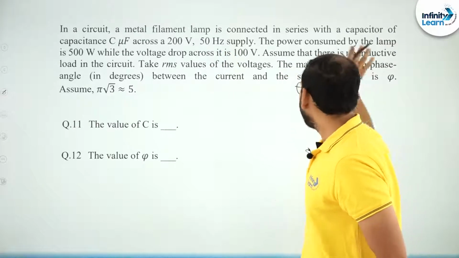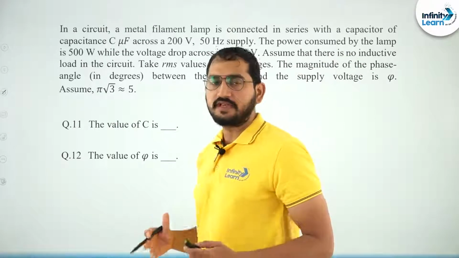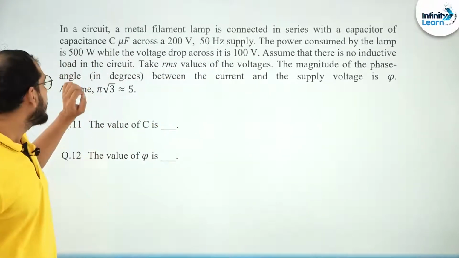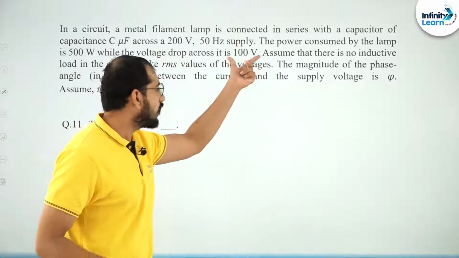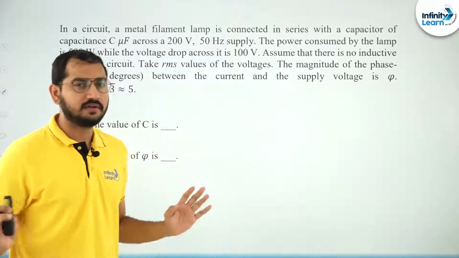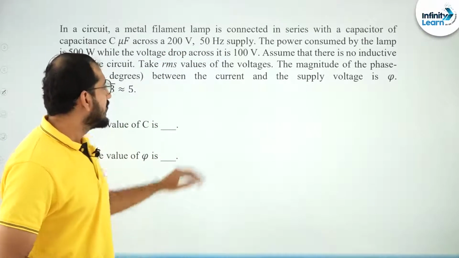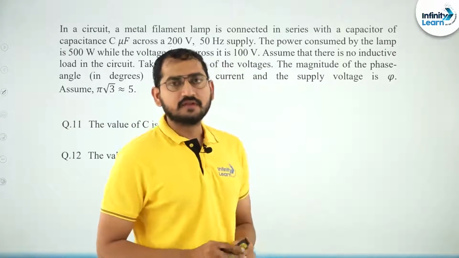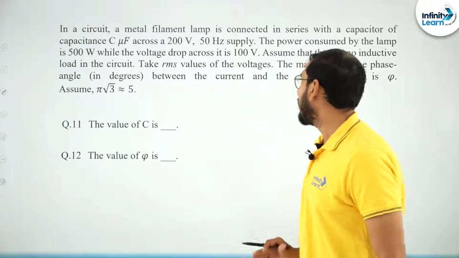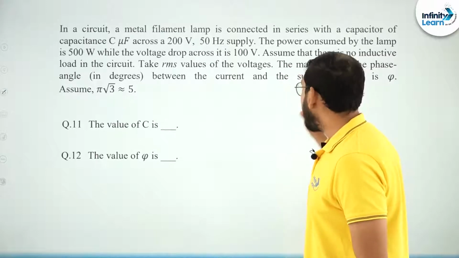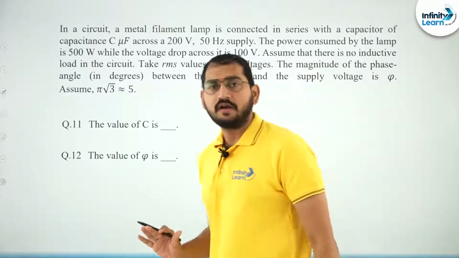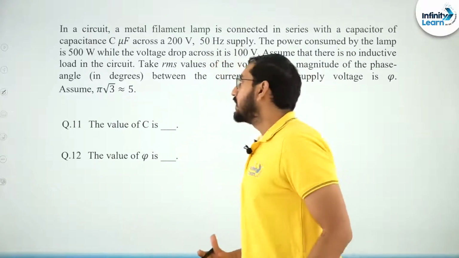All right, it is also written that this lamp, which can act as a resistor, is consuming a power of 500 watt, and the voltage drop across the lamp is 100 volt. All these 200 volt and 100 volt values are given in the RMS values only. Okay, assume that there is no inductor. So in this circuit we have to assume that no inductor is present, and then we have to calculate what is the value of this capacitance C and how much is the value of phi over here. Okay, all right. Now let's move on to the solution part.